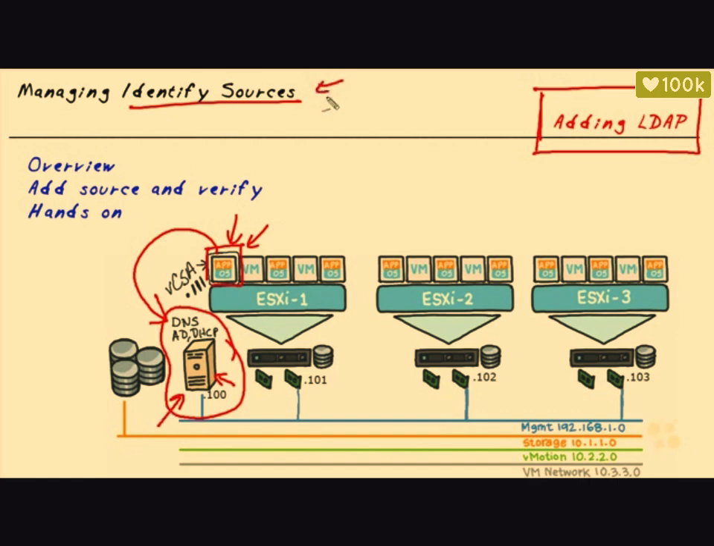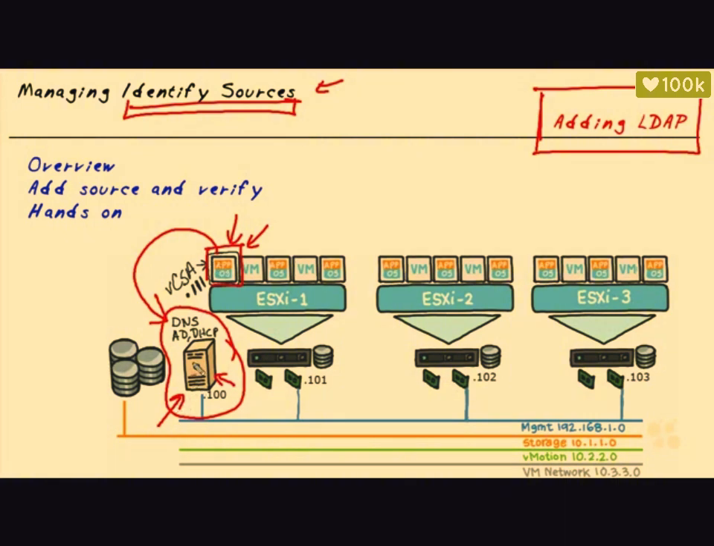Number one, we have to train vCenter on where the identity sources are and how it can get access to them. And then secondly, once it identifies those users and groups, we also need to specify at some level what permissions those users and groups have inside of vCenter.